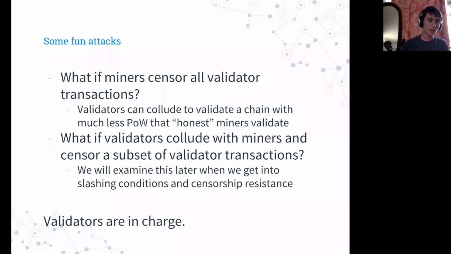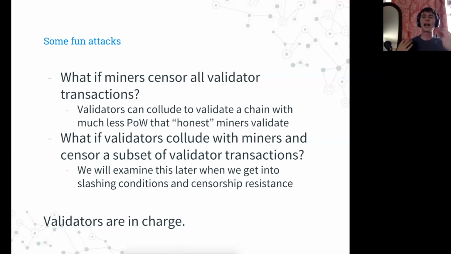So some fun attacks. What if miners censor all the validators' transactions? Well, the validators can actually just say, I don't care about you proof of work miners. We're going to form a coalition, and we're going to coordinate to build our own little proof of work chain and just validate that one.